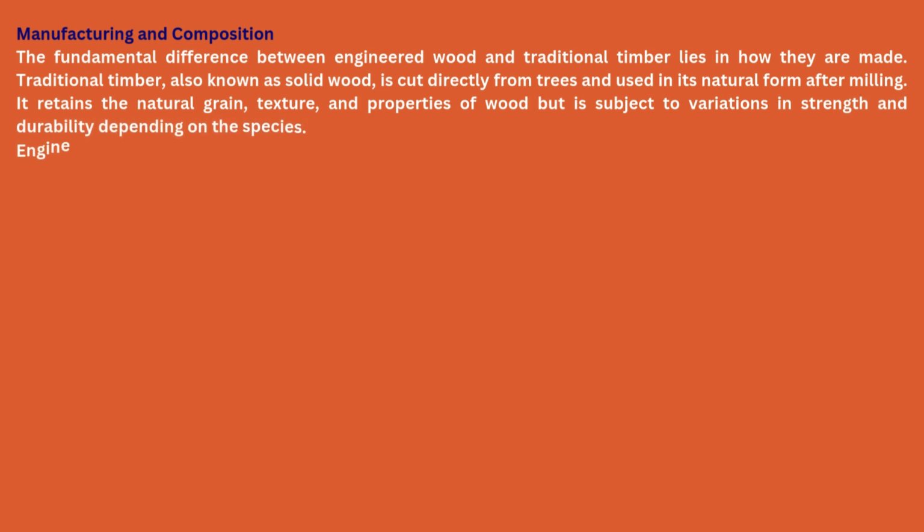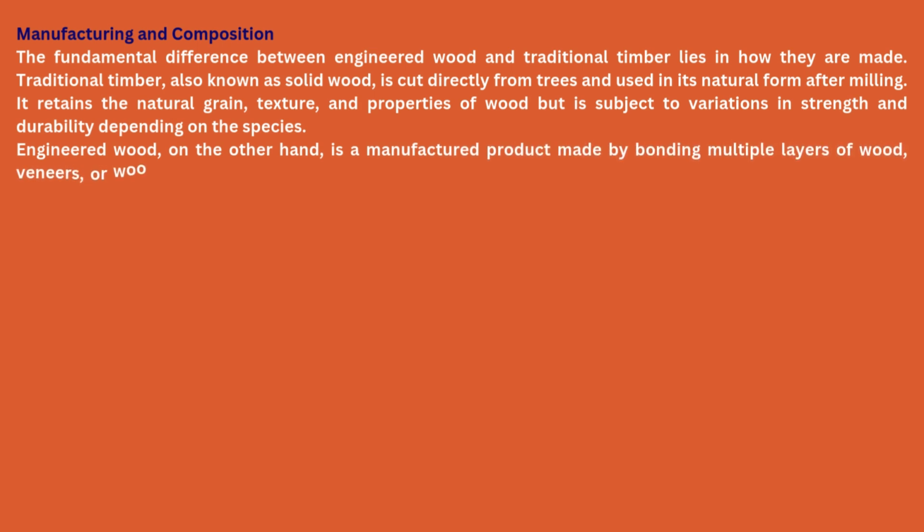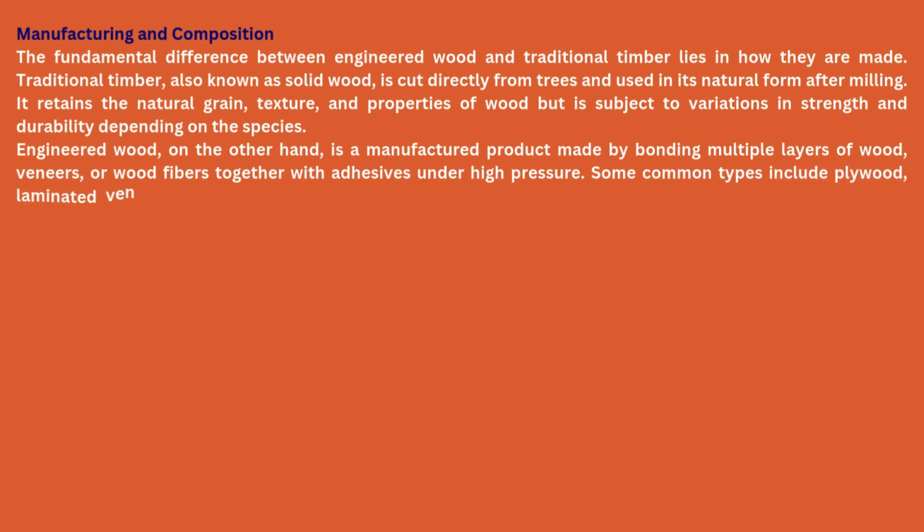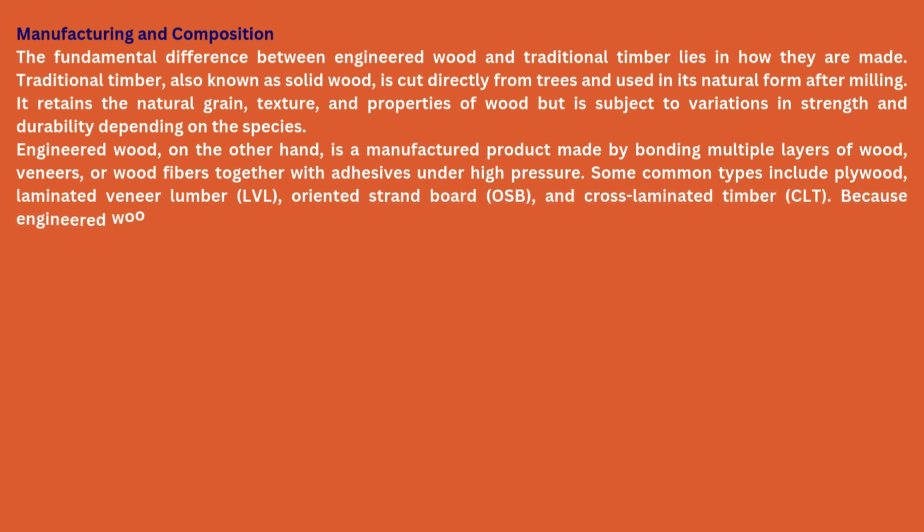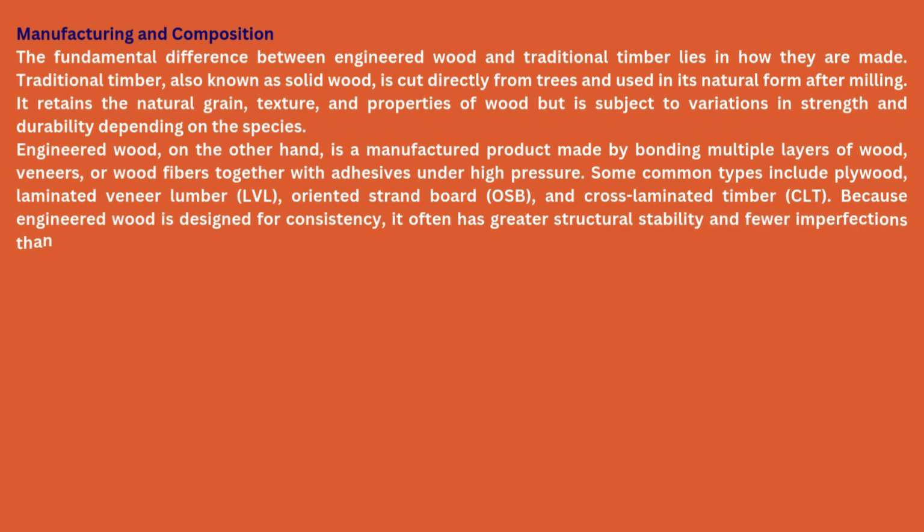on the species. Engineered wood, on the other hand, is a manufactured product made by bonding multiple layers of wood, veneers, or wood fibers together with adhesives under high pressure. Some common types include plywood, laminated veneer lumber, LVL, oriented strand board, OSB, and cross-laminated timber, CLT. Because engineered wood is designed for consistency, it often has greater structural stability and fewer imperfections than traditional timber.